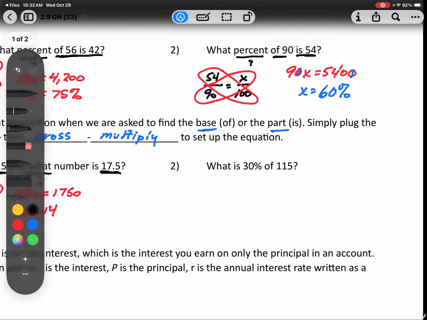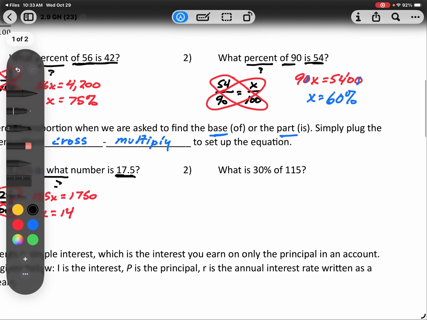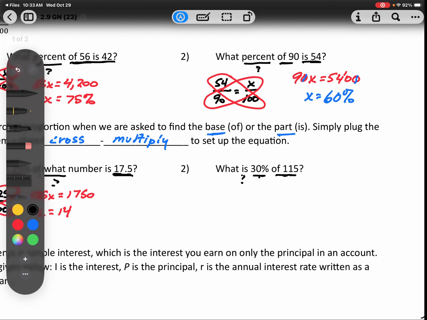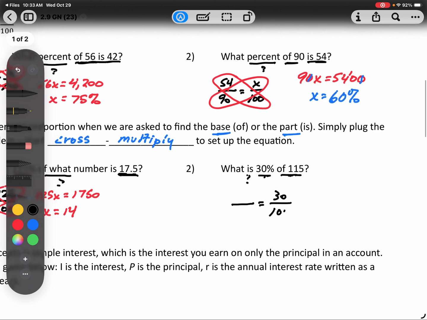Last question. A little bit more straightforward thinking on this one. It says, what is 30% of 115? So here's my 115. My is unknown, and then I have a given percent. So again, set up my proportion. This time I'm going to write it backwards just because I have given certain values in the front here. So 30 over 100, and then my of is 115, and then my other value is x.